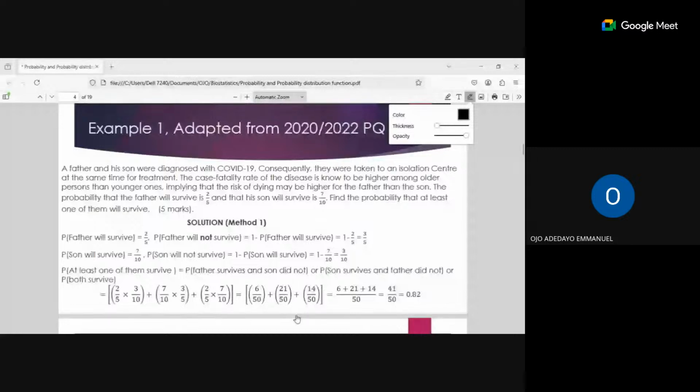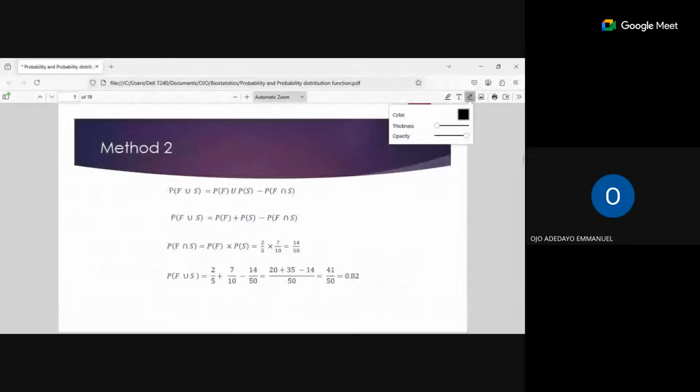Now let's look at method 2 before we proceed to probability distribution function. Anytime you hear that at least one of them will survive, just find their union: the probability that the father survives union son survives. And anytime you open the bracket of probability when you have the union, it simply means the probability of father survive plus the probability of son survive, then minus the probability of their intersection. The probability of the intersection is going to be the probability of F times the probability of S.